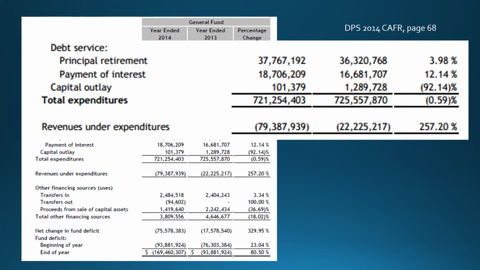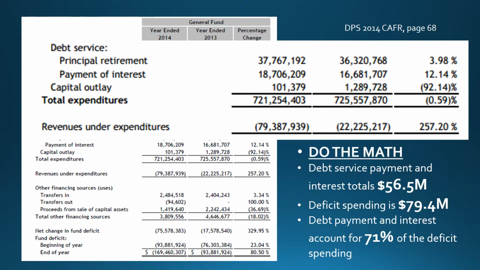You can also, in the layout here of the general fund spreadsheet, get an idea of whether the entity is paying any money out of its general fund on debt service. And in Detroit Public Schools, they are paying a significant penny out of the general fund towards retiring past operating debts and paying a significant amount of money on interest. If you do the math here, debt service payments and interest total $56.5 million. The deficit spending of the school district was $79.4 million here in the general fund, and so debt payments and interest account for 71% of the deficit spending here in Detroit Public Schools in this one category.